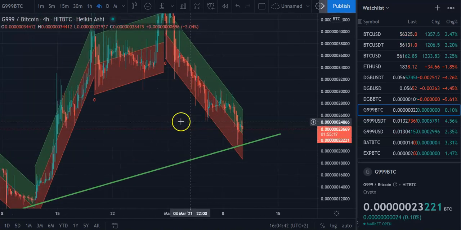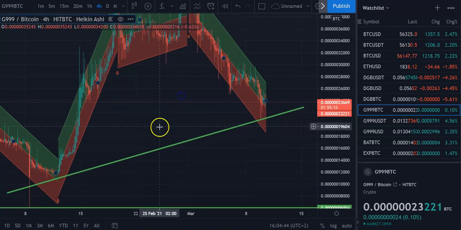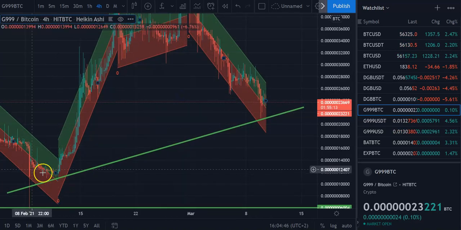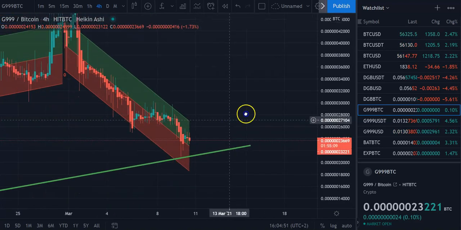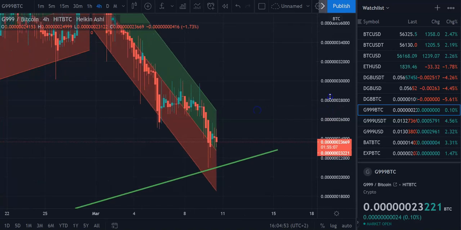Obviously, for the traders out there, we all know about joining trend lines, finding 2 points. These are the only 2 points I can find. But we can see that the support has held there at around 22 Satoshis. It bounced off, and we are now moving a little bit higher than this. So we've still got a bit of room to move here.